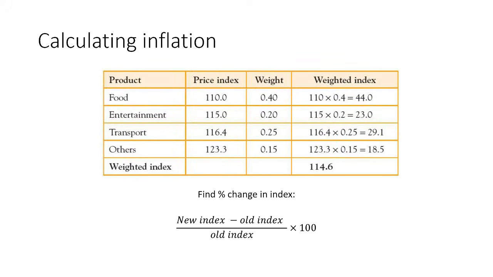To calculate this, you need to find an index. If the index is weighted, you have to multiply each value by the weight, and then add all your final values together. If it's not weighted, then you just add all of these, and then divide by 100, I think. To find a change in the index, you take new index minus old index, divide by old index, times 100. Then this is the inflation rate.